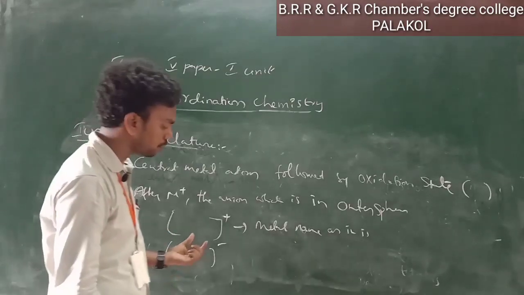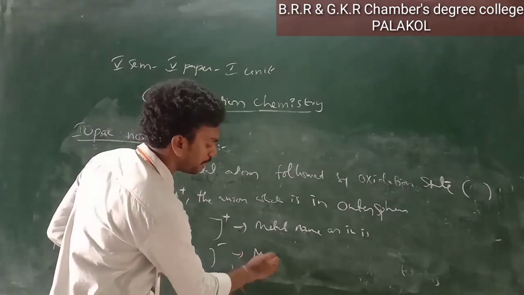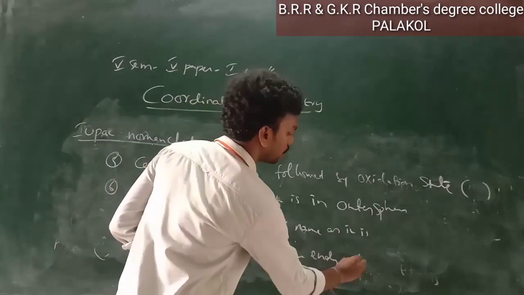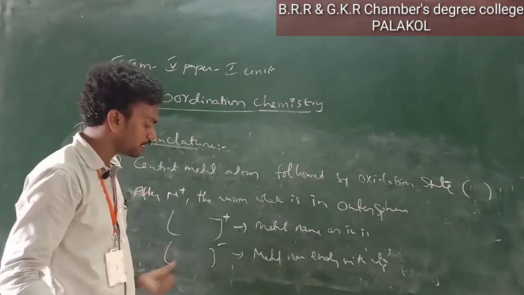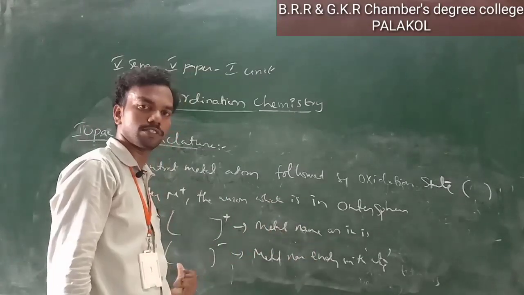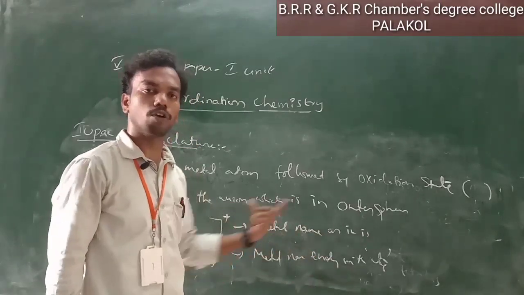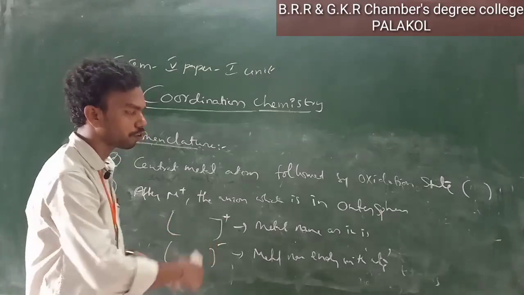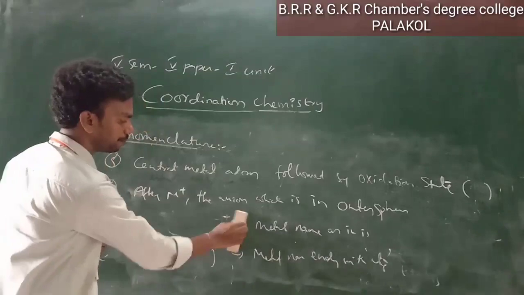If you have a negative charge over the coordination sphere, the metal name ends with -ate. If you have cobalt with a negative charge, that is cobaltate. If you have iron, that means ferrate, Fe, ferrate. Chromium, chromate. Whatever it is, for the central atom, if the coordination sphere has a negative charge, the metal name ends with -ate. So you have to keep this in mind.